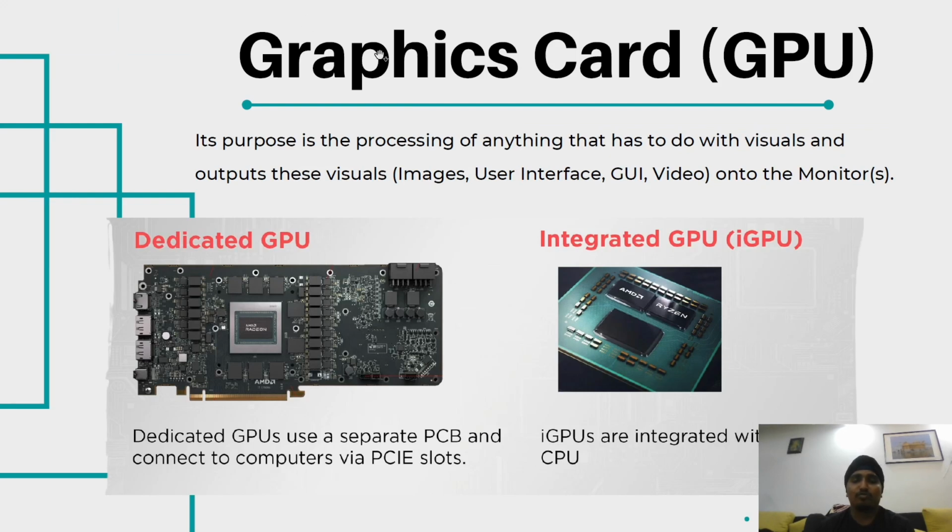Next we'll be going for the graphic cards. The graphic card's main purpose is to process anything to do with the visual output, image, user interface, or GUI or videos. There are two types of GPUs. They are dedicated GPUs, which I mentioned earlier, which will be connected to the PCIe, and they are also integrated GPUs. Integrated GPU means the GPU is already integrated with the CPU.